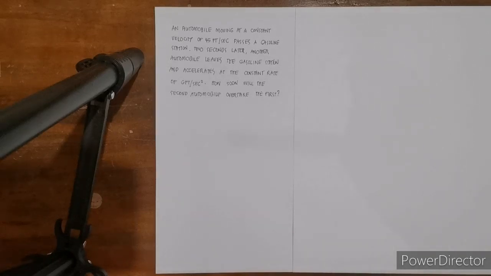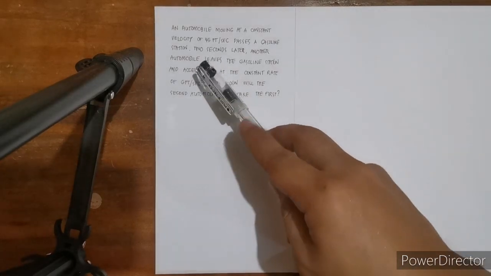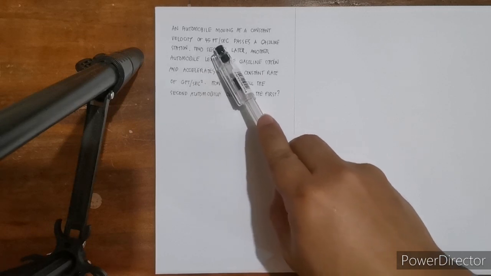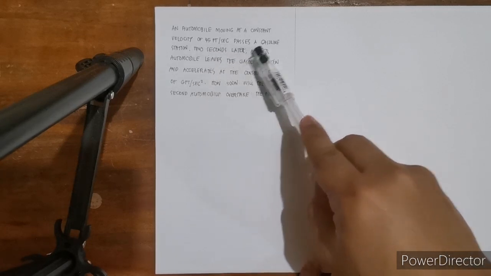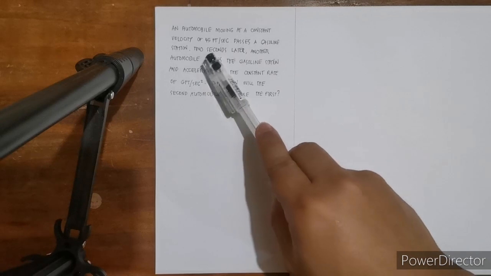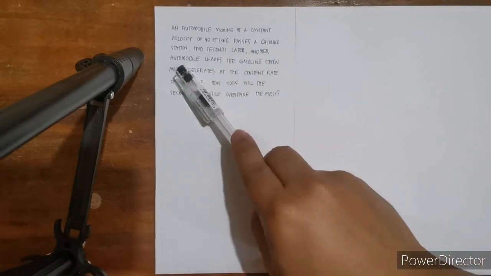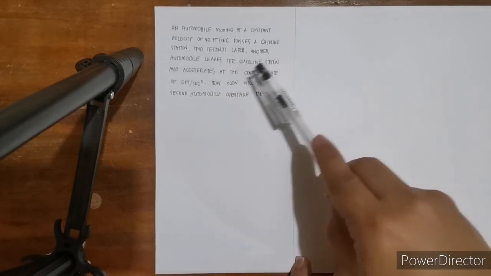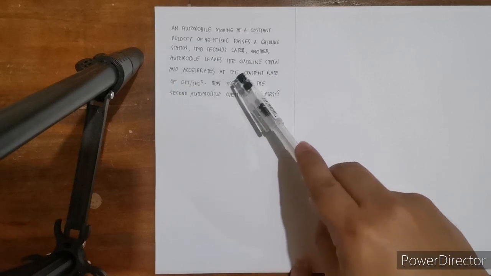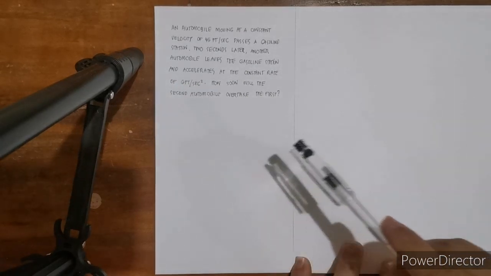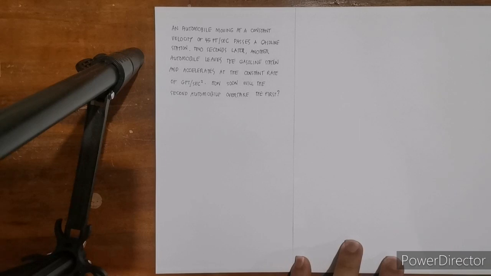Okay, magandang araw po. Let's solve a sample problem here regarding constant acceleration motion of a certain body. An automobile moving at a constant velocity of 45 feet per second passes a gasoline station. 2 seconds later, another automobile leaves the gasoline station and accelerates at the constant rate of 6 feet per second square. How soon will the second automobile overtake the first?